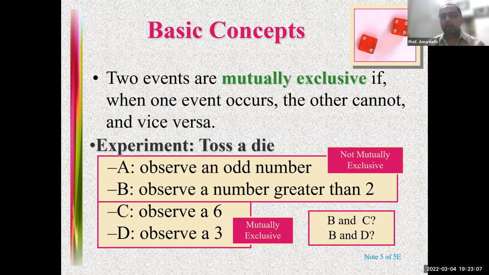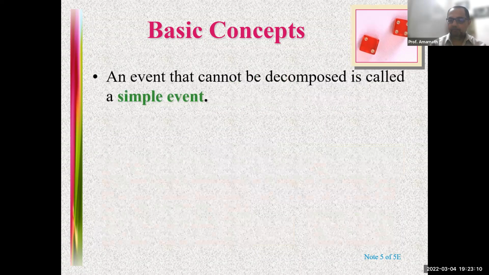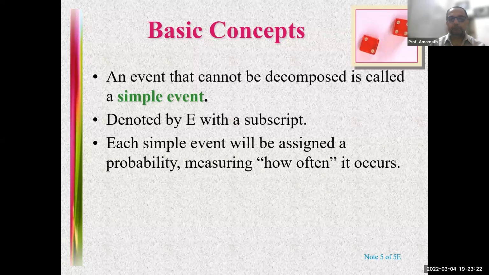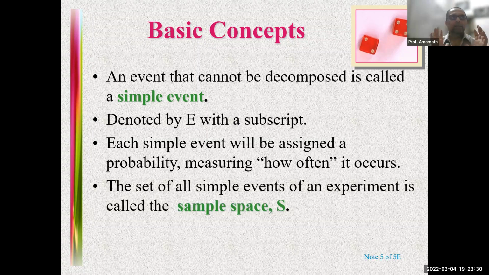An event that cannot be decomposed is called a simple event. Denoted by E with a subscript, each simple event will be assigned a probability measure, how often it occurs. The set of all simple events of an experiment is called the sample space. So all our mathematics was taught using Euclidean space. If you remember, it may have been mentioned, or it may not have sat in our minds at all. Even today, whatever maths we are learning as part of the curriculum, anything it might be, is in some space known as the Euclidean space.